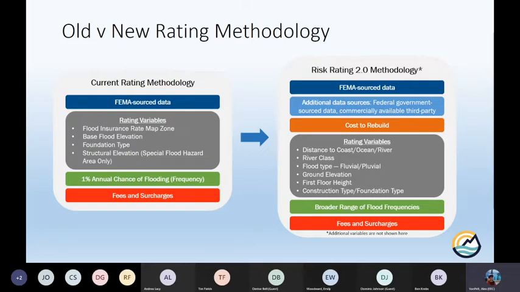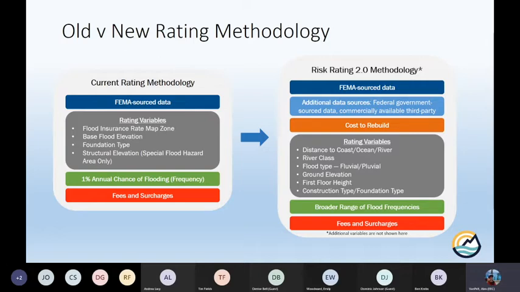They're also buying commercially available third-party data that are out there in the insurance world to help better inform an individual structure's flood risk. They're going to consider the cost to rebuild a structure instead of just cost to repair. We talked about that earlier, that cost of repair can kind of skew the premiums towards high value structures. The rating variables themselves are changing.